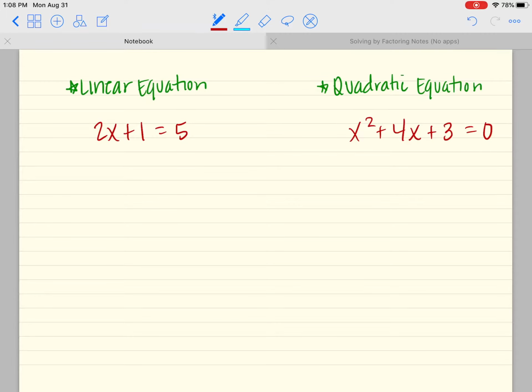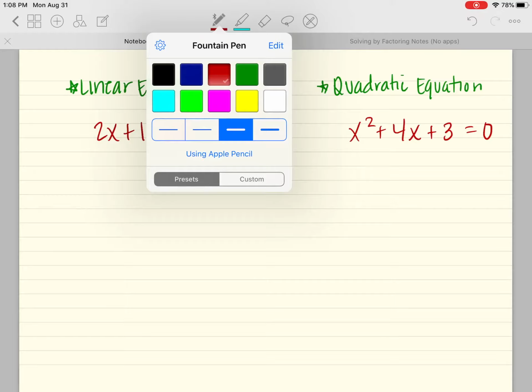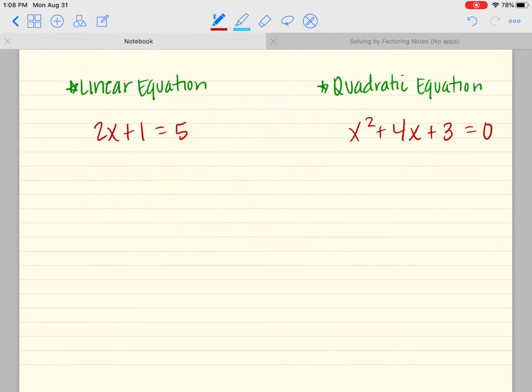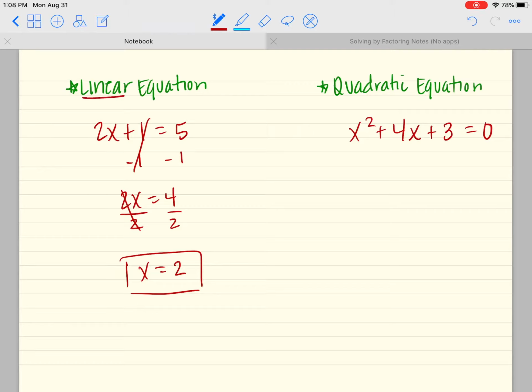Now, I don't know if these are really new for you, but let me just make myself clear here. If we were solving this linear equation, the goal is to get x all by itself. So I subtract 1 from both sides, which would leave me 2x equal to 4. I divide both sides by 2, and now x is all by itself equal to 2, and there's my one solution. The reason we get one solution is because this equation is linear. This degree of 1 makes it linear. That degree of 1 also tells me I'm looking for one possible solution.